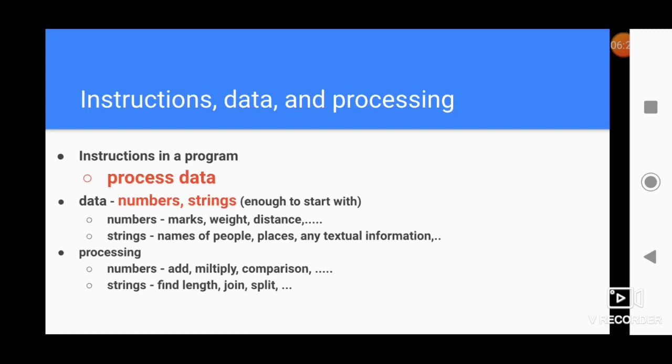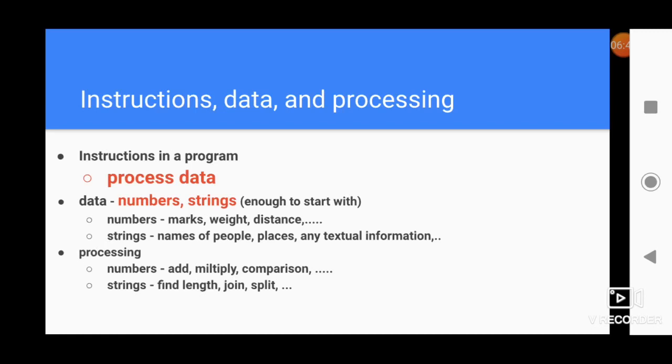Okay, the numbers and strings, that is all we mean by data at this time. Now numbers are used to represent quantities like marks of students or weight of a person or distance between two places or rate of interest or principal amount for commercial applications and so on. All these data are numerical in nature.